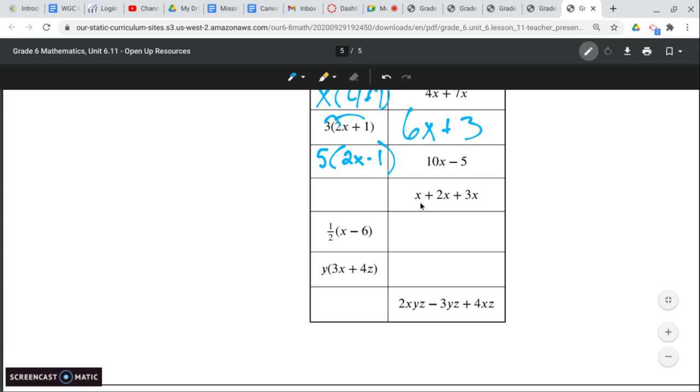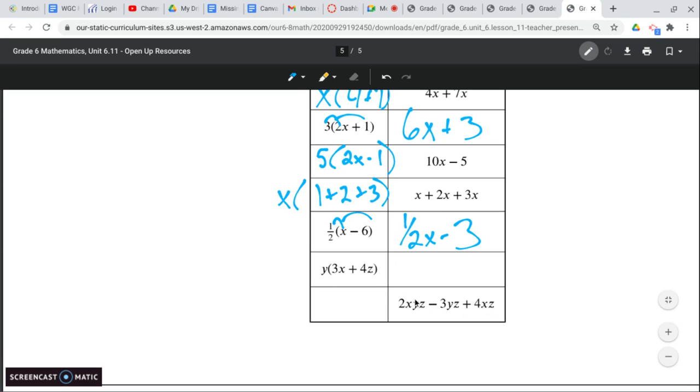All right, our next one, we have x plus 2x plus 3x. What do they all have in common? They all have an x. So we're going to put the x here, and we have 1 plus 2 plus 3. All right, now we're distributing a half. So the half is going to go to both parts. So a half times x is just 1/2 x, minus 6 times a half, same thing as 6 divided by 2, which is 3.